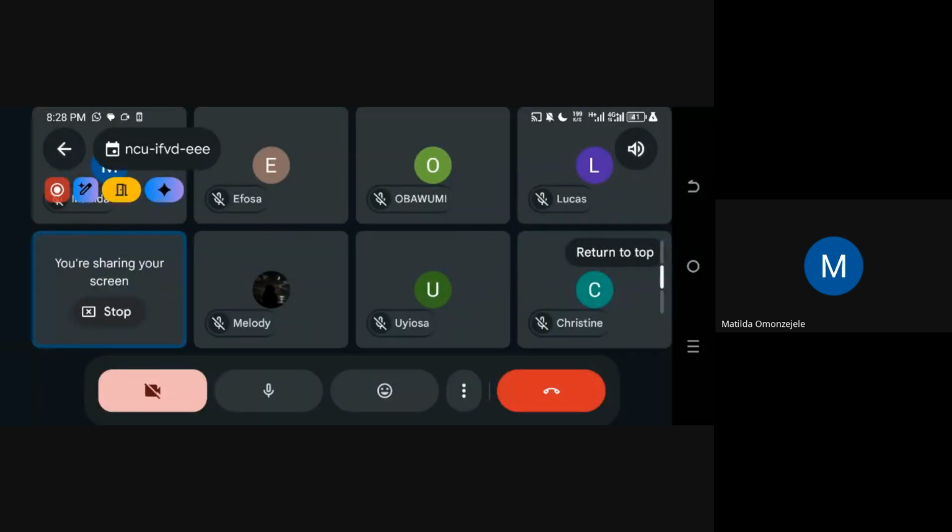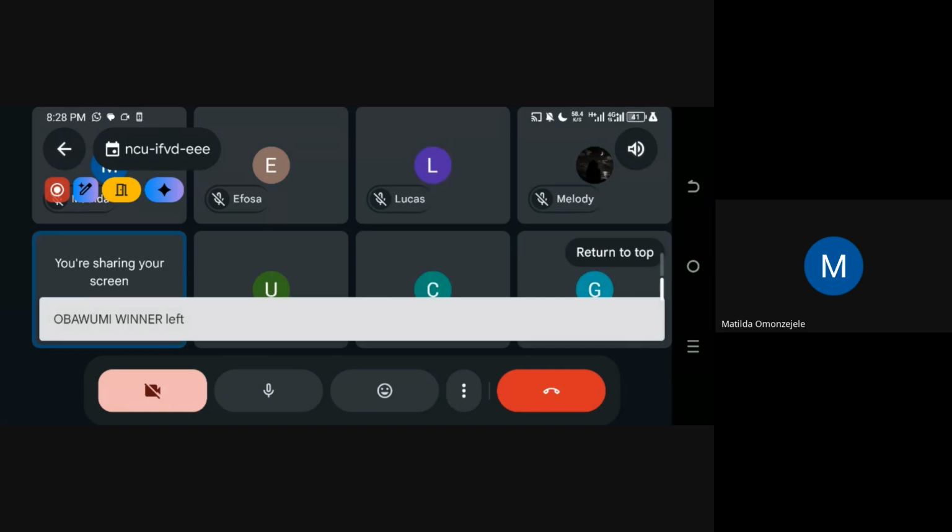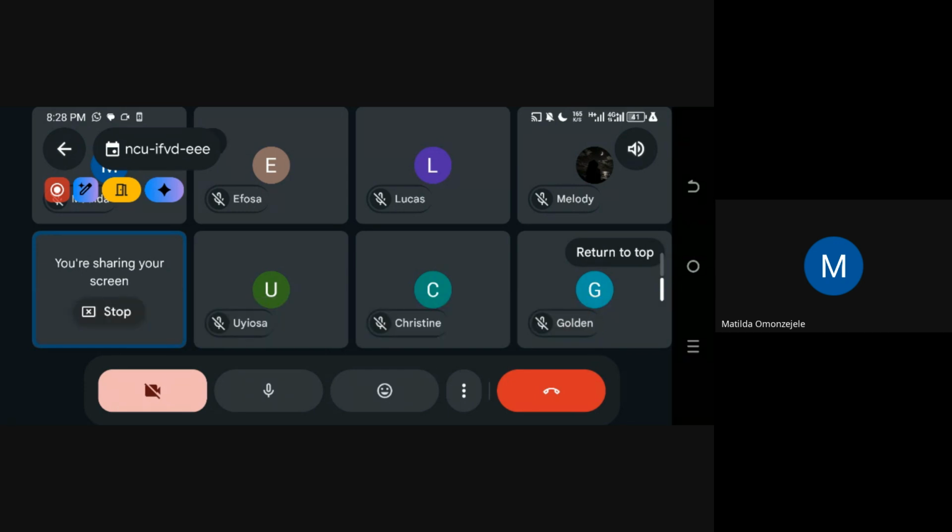Next person here is Efosa. That's the next name I see here. But I do not know if Efosa has been active in the class because I'm just reading the name. I saw it about 5 minutes ago though. So Efosa, do you think you can expand the numerator for us?